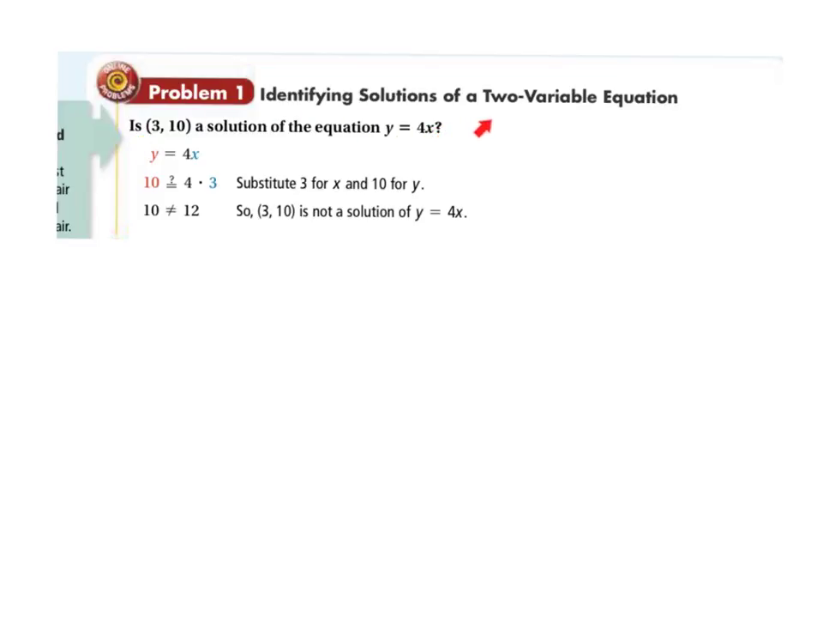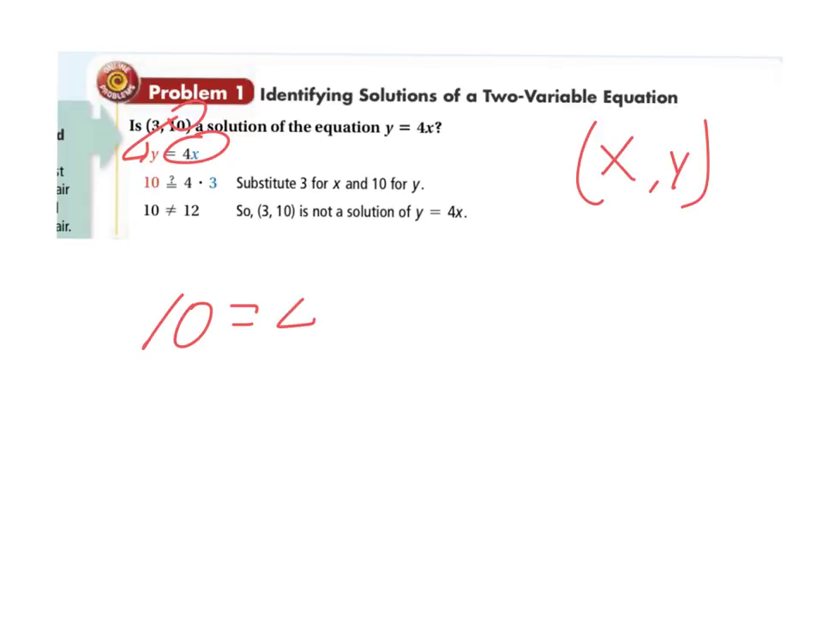Identify the solutions of two variable equations. So is (3, 10) a solution of this equation? And again, remembering that the first number in the parentheses, in the ordered pair there, is the x. Second number is the y. So that means everywhere I see an x, I plug in the 3. Wherever I see a y, I plug in the 10. So we say 10 equals 4 times 3. So 10 equals 12. Well, that's not true. So no, (3, 10) is not a solution of y equals 4x.